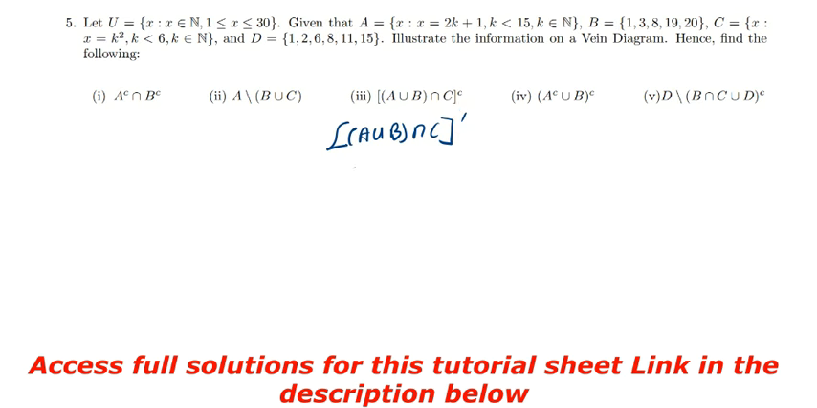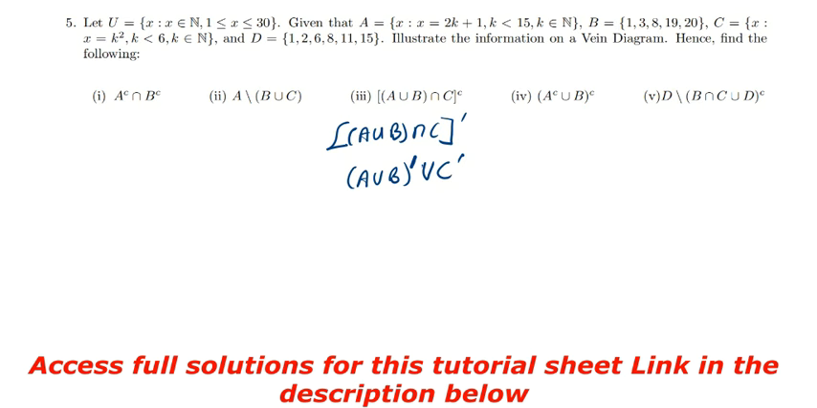So this is going to be (A union B) complement. When you're multiplying a complement by whatever you have inside, if you have union here, it will change to intersection. If it was intersection the way it is here, it will change to union. So this one will now be union, then C complement. This is the final result when you simplify that one.